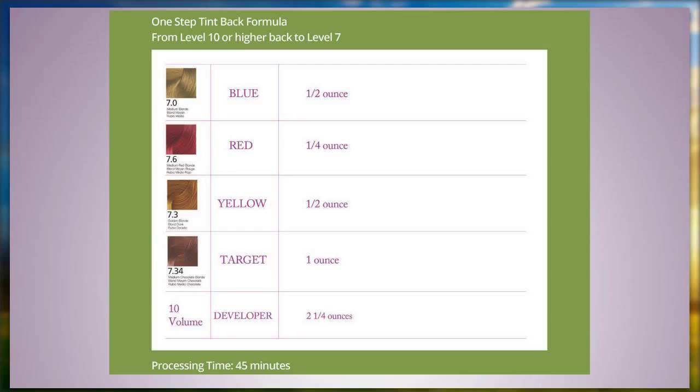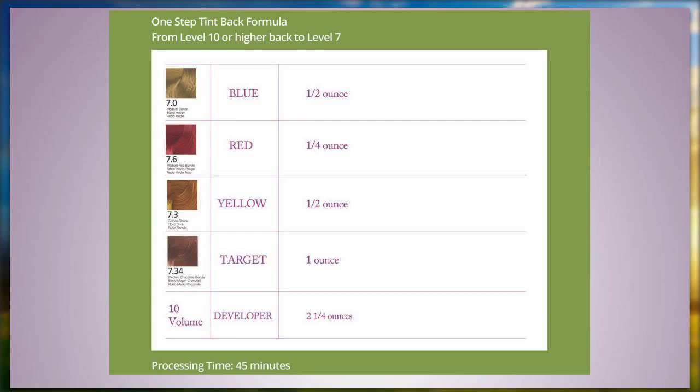And we are going to have another class, just a little teaser here, specific to formulating semi-permanence, demi-permanence, and all those kinds of things, and we'll walk through those. That's going to be on another day. So keep in mind, we're trying to break everything down into little chunks, so that it makes it easier for everybody to understand. So getting back to this tint back.